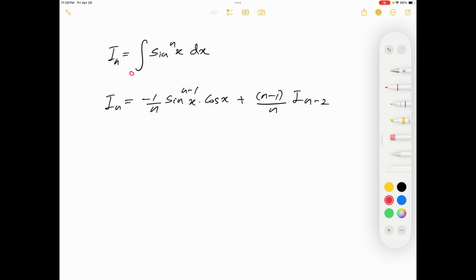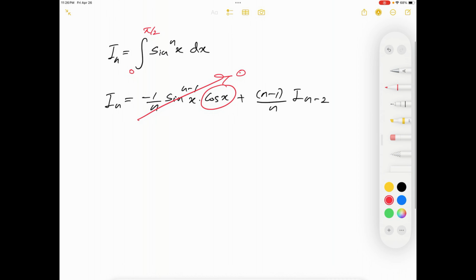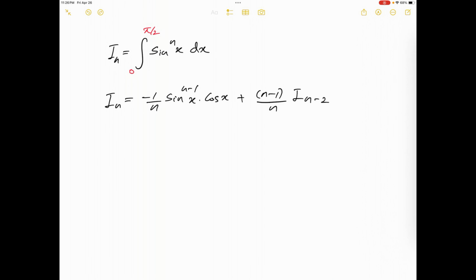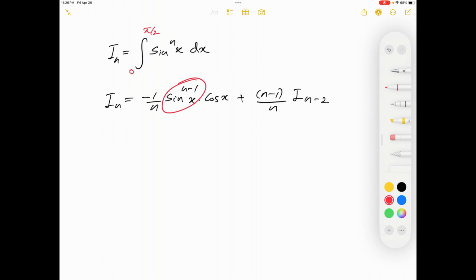For example, let's say the two limits given to us are between 0 and pi over 2. In that case, if I use the upper limit pi over 2, we know cosine pi over 2 is equal to 0. Therefore, all of this term will be equal to 0. Let's look at the lower limit. The lower limit is equal to 0. When x is equal to 0, we know sine x is going to be equal to 0. Thereby, all of this term will be equal to 0.